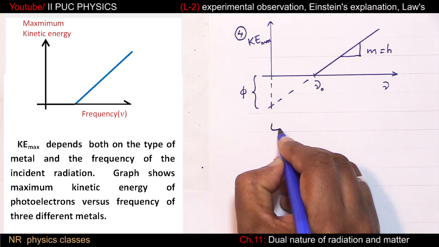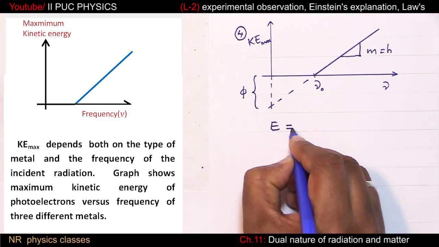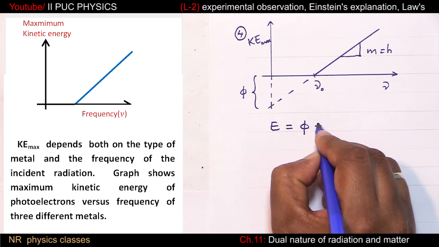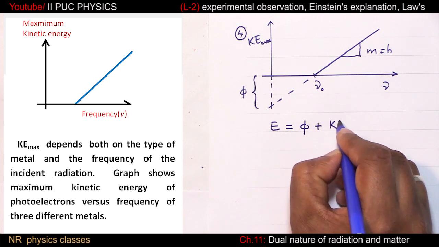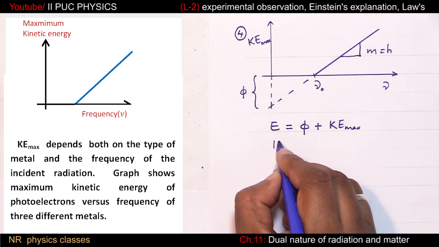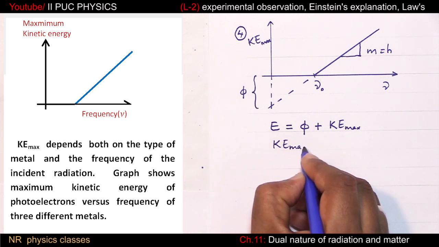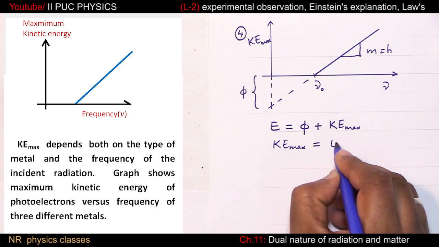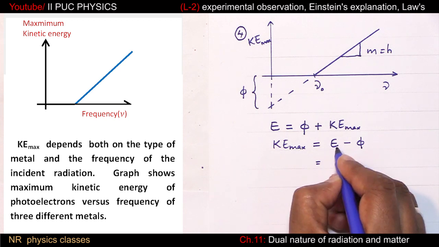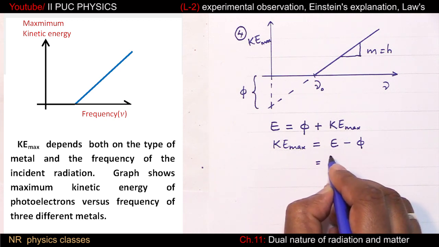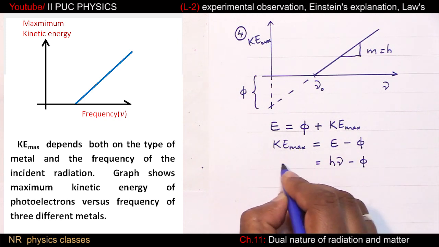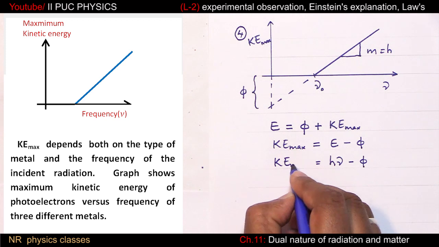If energy of incident radiation is E, work function is phi, kinetic energy is Ke max, then Ke max equals energy minus work function, and energy of incident radiation in terms of frequency is h nu. So Ke max equals h nu minus phi. This is kinetic energy maximum.